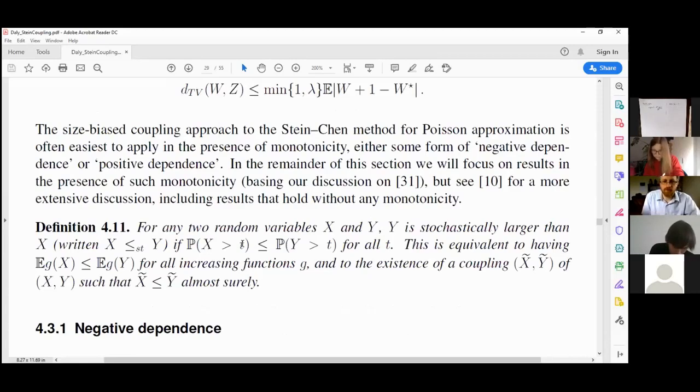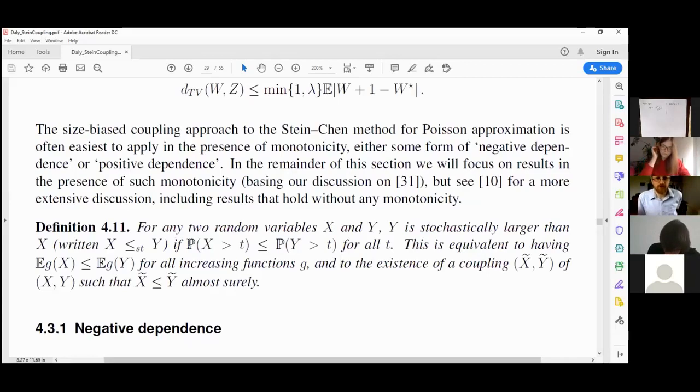So for those of you who may or may not have met this definition before, for any two random variables, say x and y, I can say that x is stochastically smaller than y if the right tail probabilities for x are smaller than those for y for all possible tails that we might be looking at. Okay, so that's the definition that's sort of most useful in terms of the formulas that we'll write down.